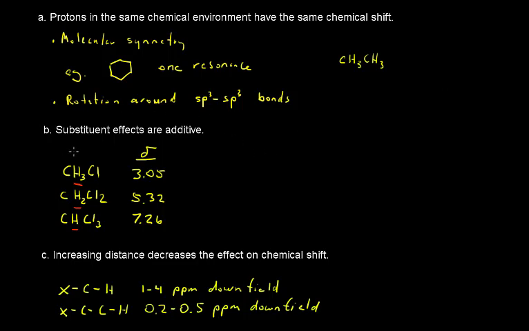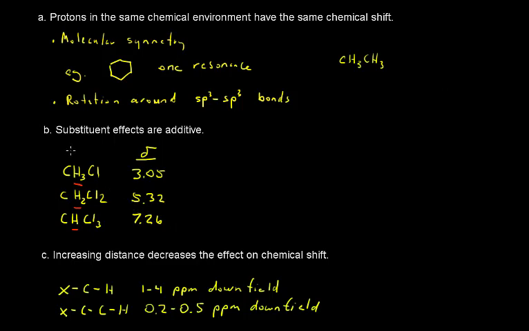Another thing I should mention about the effect of electronegative substituents on chemical shifts is that they are additive, and we see that with this data here. The protons in chloromethane resonate at 3.05 delta, or ppm. We substitute one of the hydrogens to make dichloromethane, so we've added another electronegative chlorine, and the 2 remaining protons resonate farther downfield. We put 3 chlorines on a methane, and now we're all the way down to 7.26.